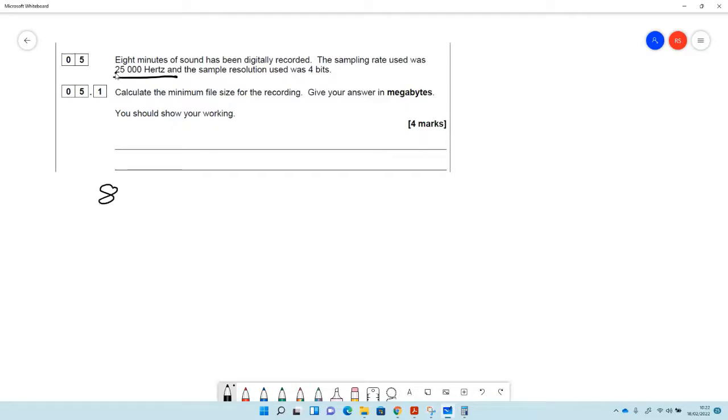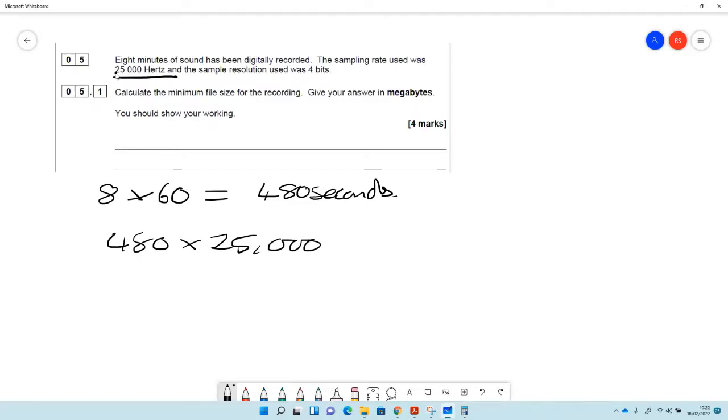So 8 times 60 is 480 seconds. So that's the number of seconds. So 480 is getting a big calculation times 25,000.